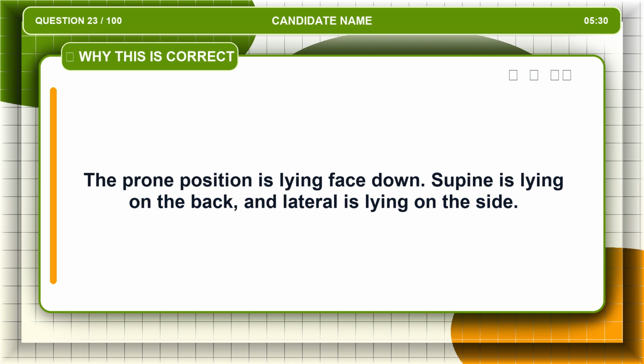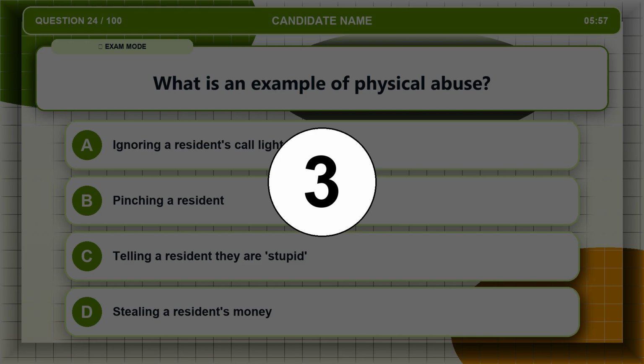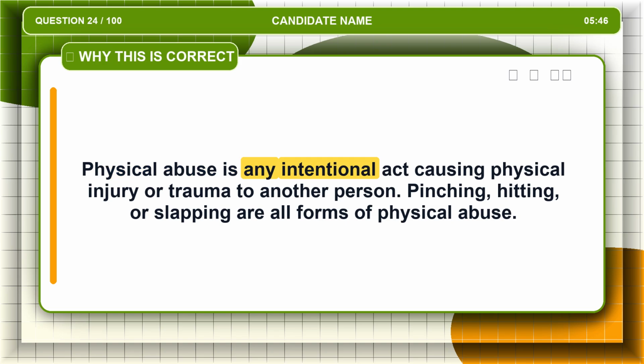the side. Question 24. What is an example of physical abuse? Option A. Ignoring a resident's call light. Option B. Pinching a resident. Option C. Telling a resident they are stupid. Option D. Stealing a resident's money. The correct answer is option B. Pinching a resident. Physical abuse is any intentional act causing physical injury or trauma to another person. Pinching, hitting, or slapping are all forms of physical abuse.